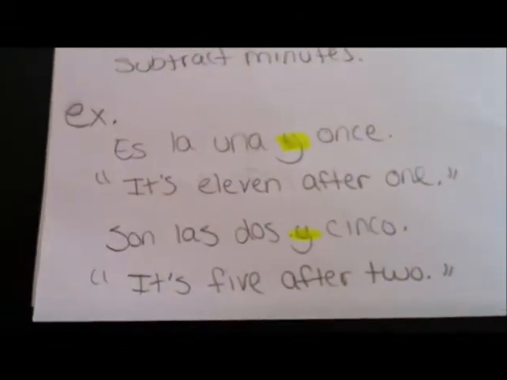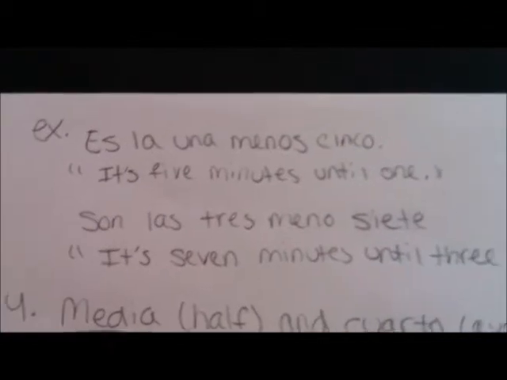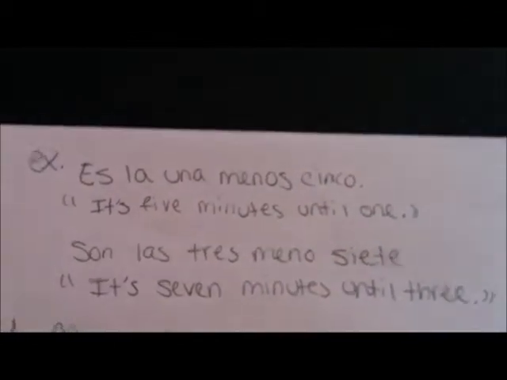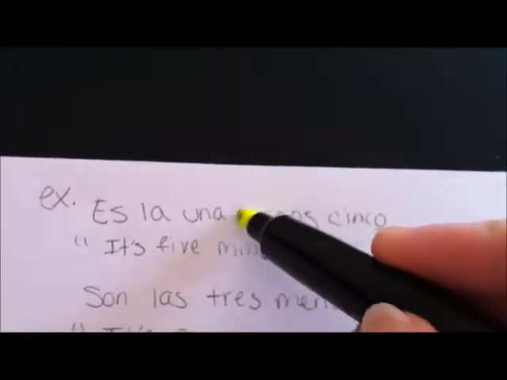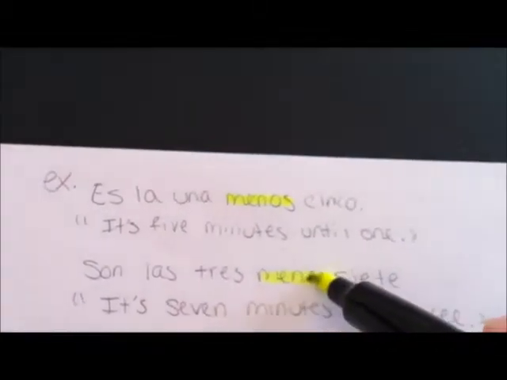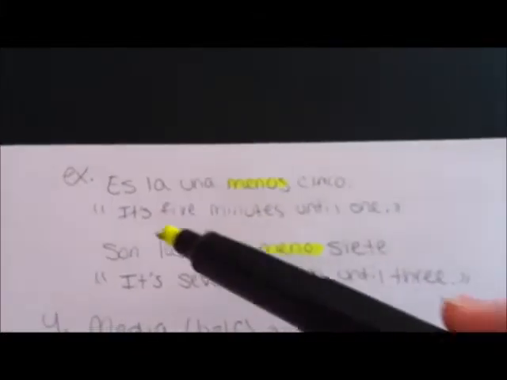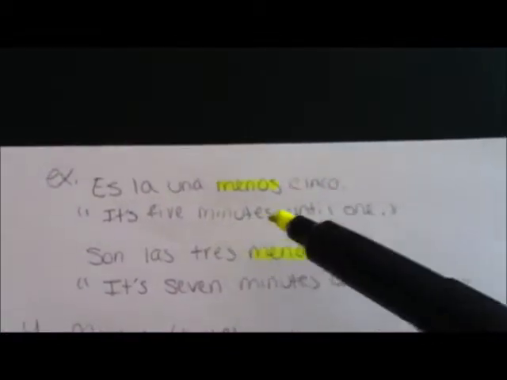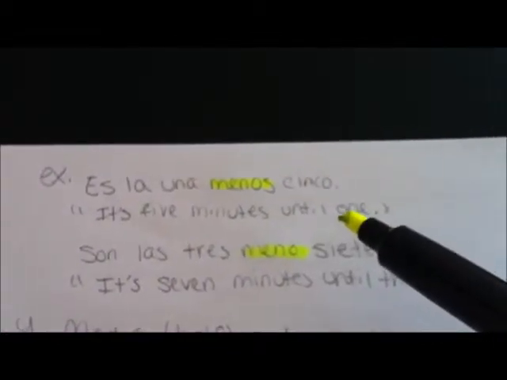Now, when we start using menos, that's when it gets tricky, because we're not used to using time like this. But here we go. Menos, as you can see, is being used in these examples. I forgot the S on this, sorry. It's supposed to be menos. So these examples say, es la una menos cinco. It's 5 minutes until 1.